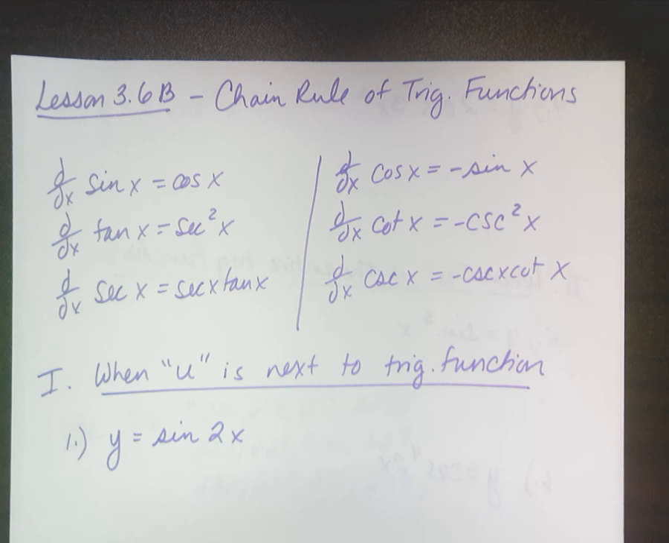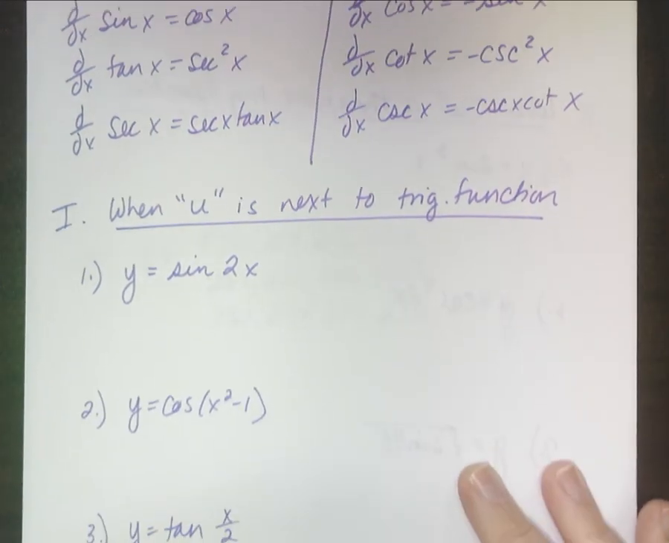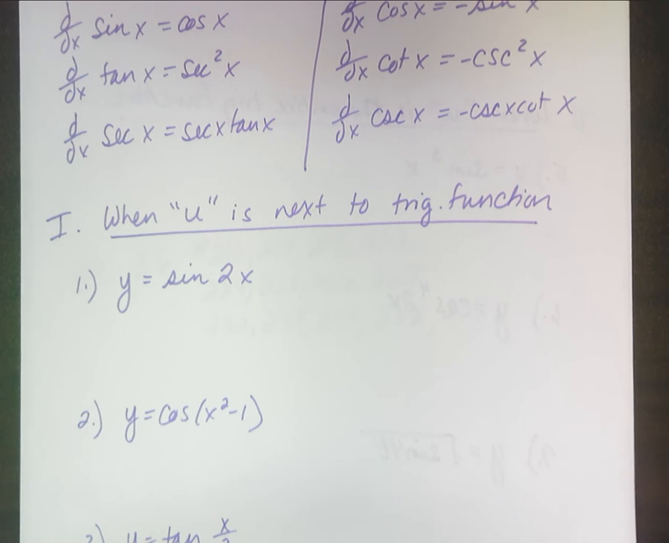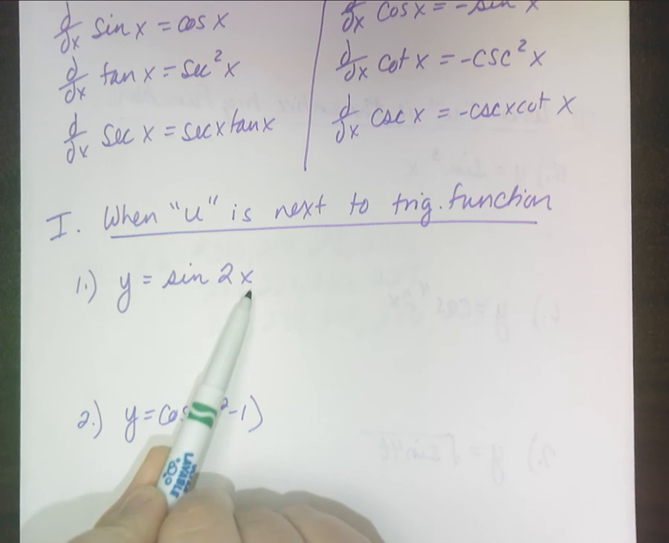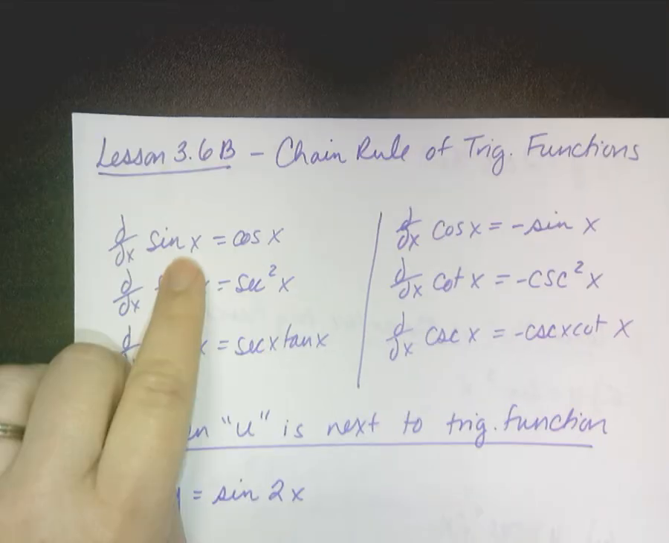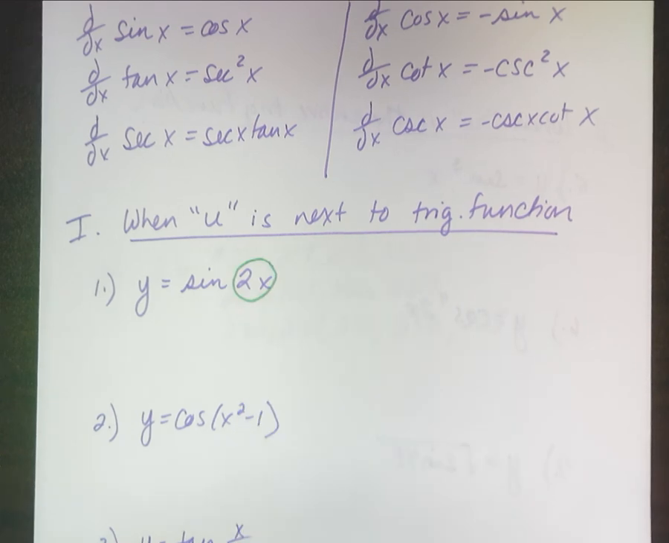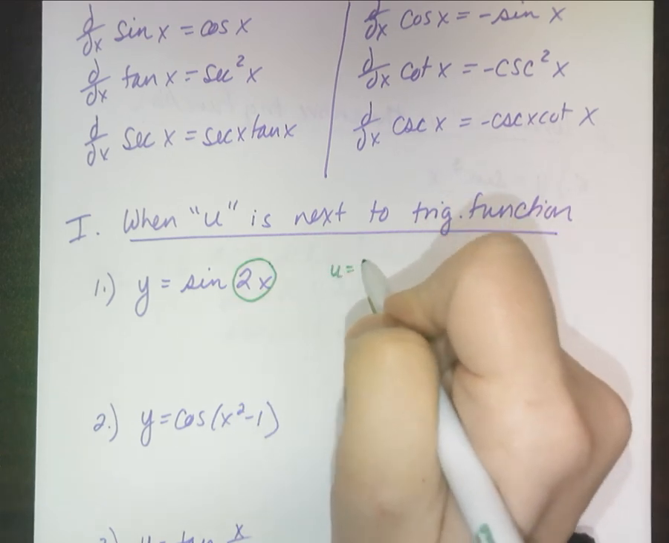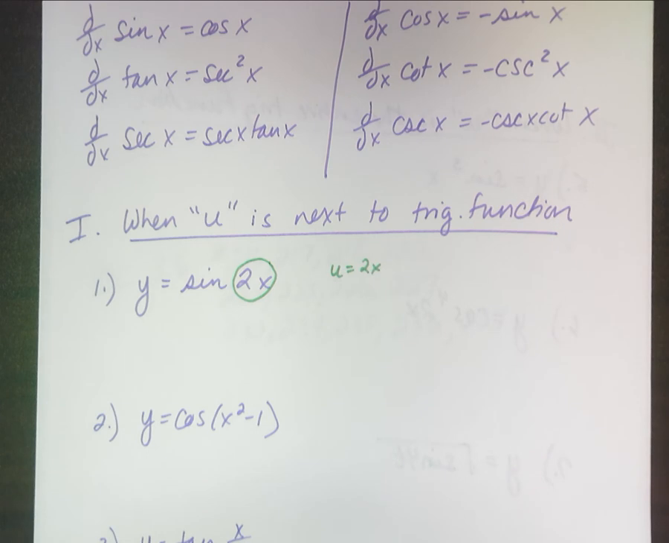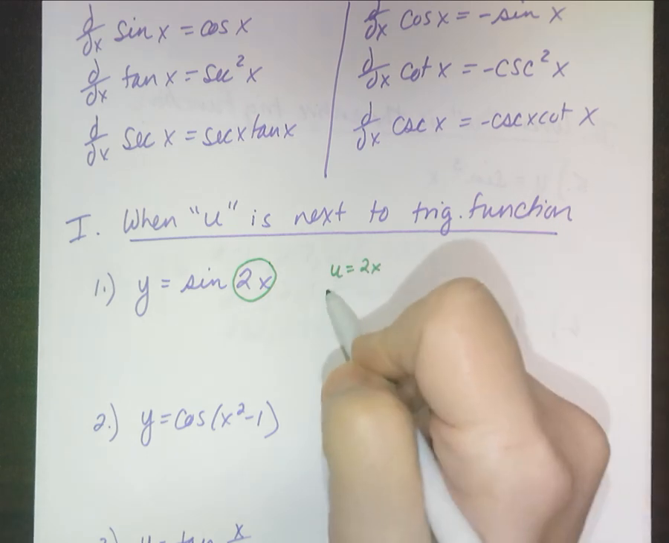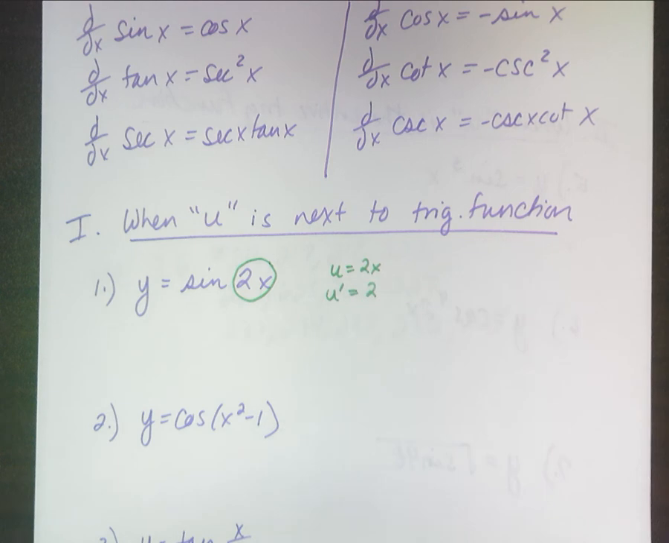And there's two types of U substitution method. I've already pre-written all these notes, so if you need to pause it at any time, feel free to do so. But the first type is when U is next to the trig function. So, for example, you see y equals sine of 2x, not sine of x, sine of 2x. That is your U. So we're going to call U 2x, and we're going to take a derivative just like we did yesterday. The derivative of 2x is 2.